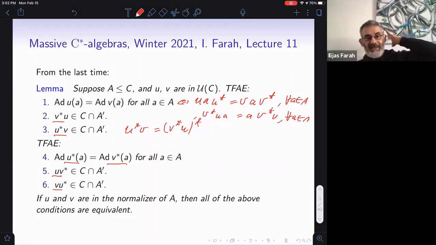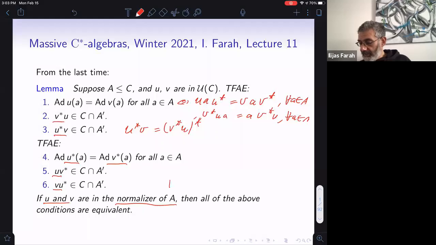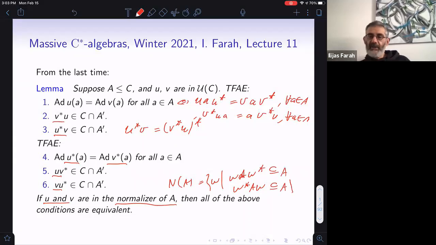Now, what is the problem is that I was assuming something, but I forgot to say that. My assumption was that both U and V were in the normalizer of A. Okay, so I should define it, I guess. The normalizer of A is the set of all W, typically defined for partial isometries, but we just need unitaries here. So the set of all W such that W star A W is a subset of A, and the second part, W A W star subset of A, is redundant for unitaries, but I'll just state it.